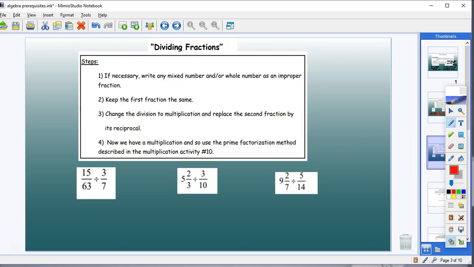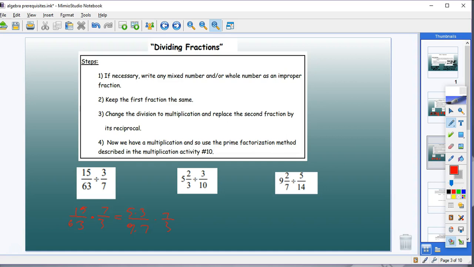So let's go ahead and get started with the first example. I see 15 over 63, and this division sign will become multiplication, and then we're going to flip over the second fraction, so it's going to become 7 over 3. Then let's prime factor this 15, so it's going to become 5 times 3 over, let's prime factor this 63, it's going to become 9 times 7, times 7 over 3.